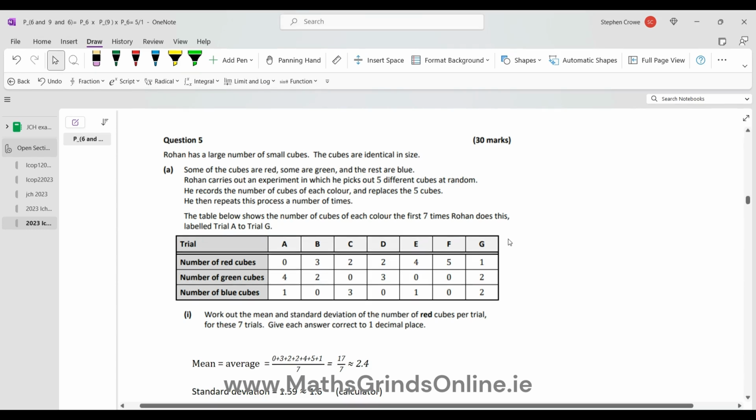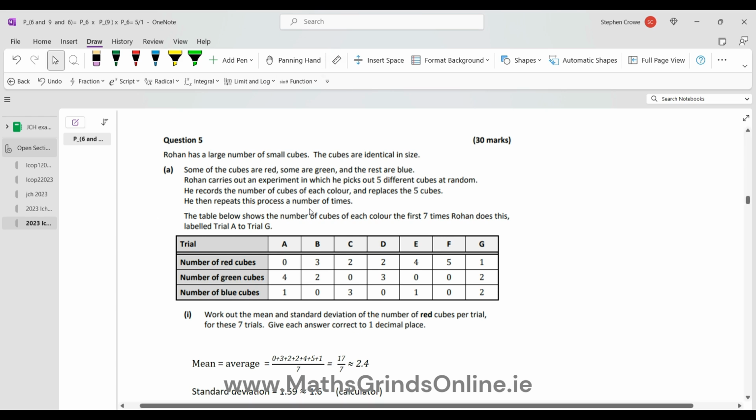This is the Leaving Cert Higher Level for 2023. This is paper 2 and this is question 5. Rowan has a large number of small cubes. The cubes are identical in size. Some of the cubes are red, green, and blue.